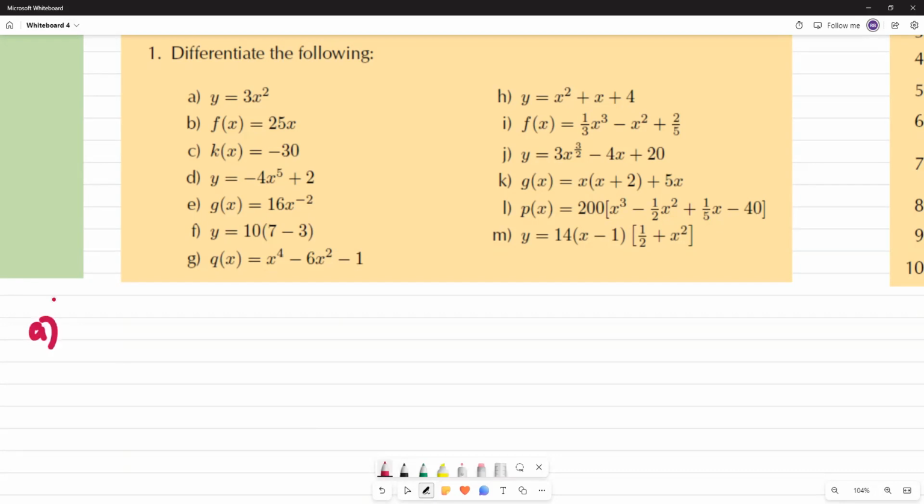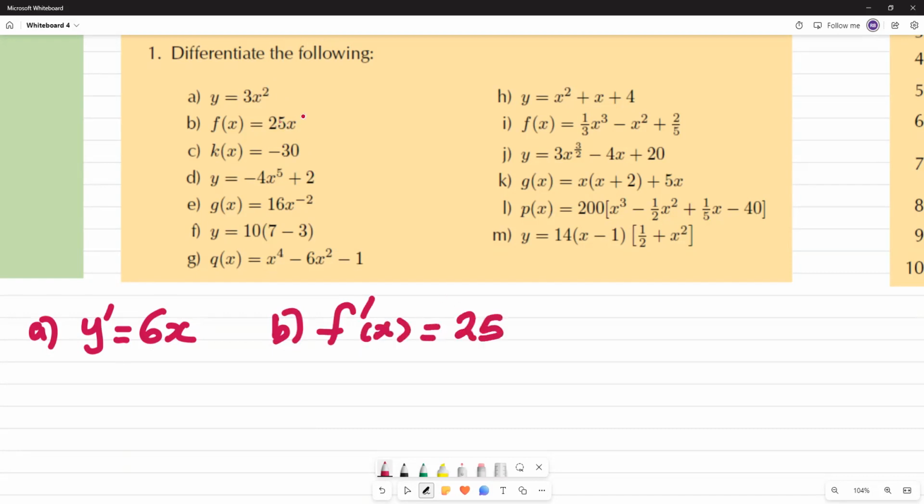So on A, you are looking for y prime, and your answer will be 6x. I'm sure you can see how I got that. 3 times 2 is 6. 2 minus 1 is 1. To B. So on B, you're going to have f prime x is going to be 25. Because 25, remember there's an invisible 1 there. So that times that is 25, then you're going to get x to the power 0, which disappears, right? Okay, now I'm looking for k prime x, which will be 0. Remember, I said the derivative of a constant is 0.